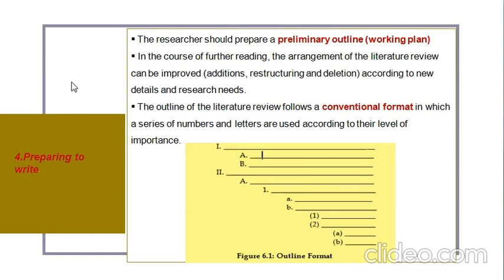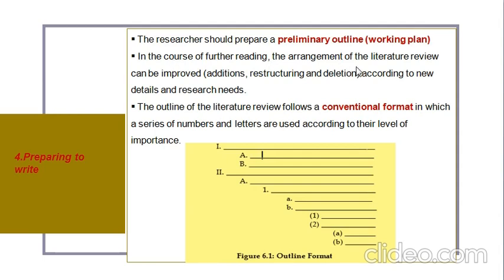The 4th stage of reviewing the literature is preparing to write. This is essentially a planning stage. It is in fact based on the previous stage. In this stage, the researcher will produce an outline. This is usually only a preliminary outline or a working plan. This means that it is not final. This is the first way that the researcher suggests to organize the literature, but it may change later.